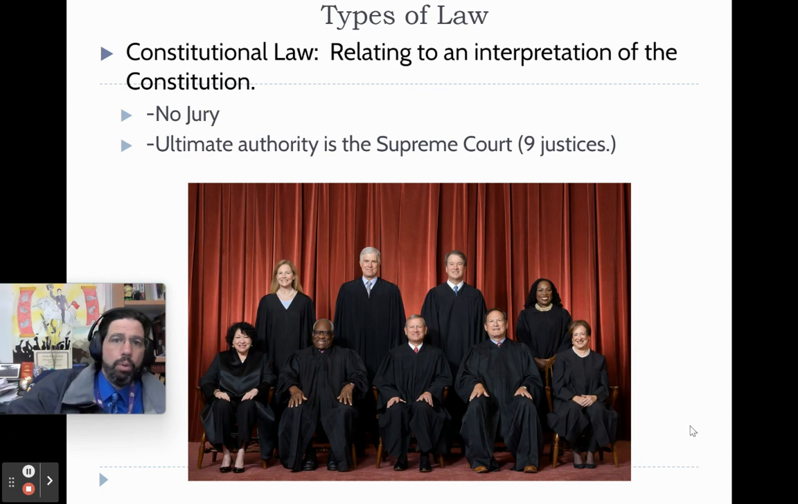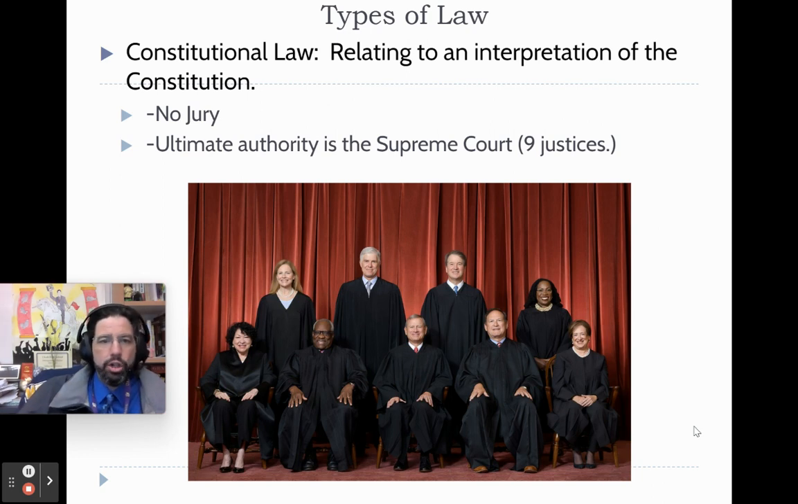Okay. Now, realize that there's no jury either when it comes to constitutional law. It is done by the U.S. and state courts. The ultimate authority is the Supreme Court of the United States. There is no jury.